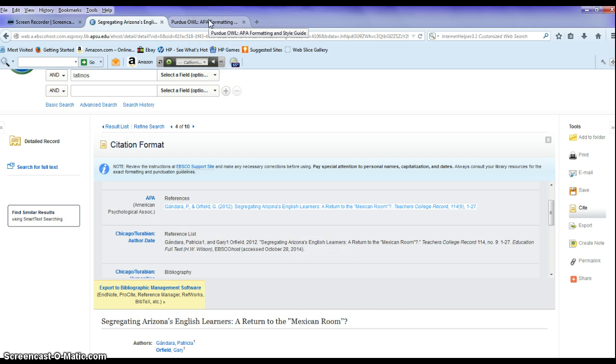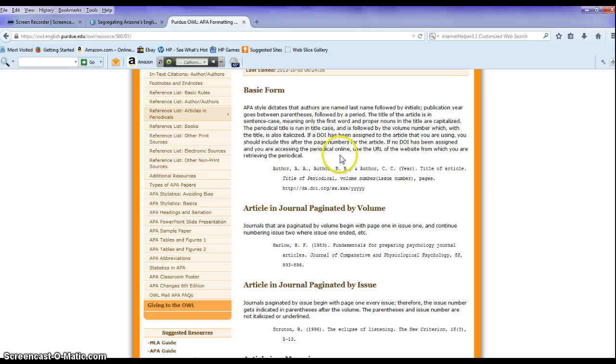But before I did anything, I went to look at different types of ways to cite an article. And I use this format right here, which basically shows you how to list the authors as well as the year, the title of the article, the title of the periodical, the volume number, the issue number, as well as the page number.